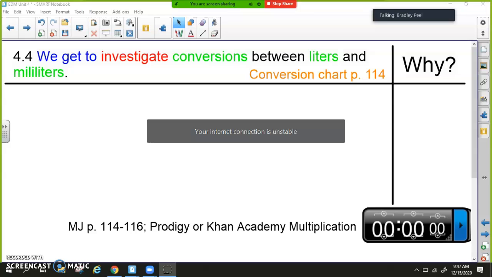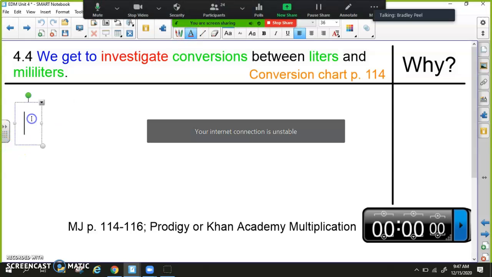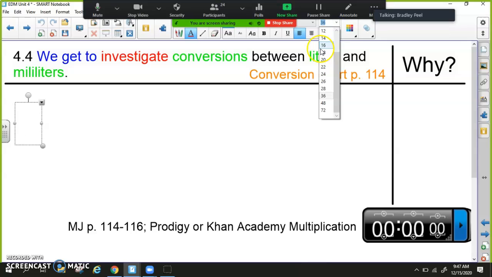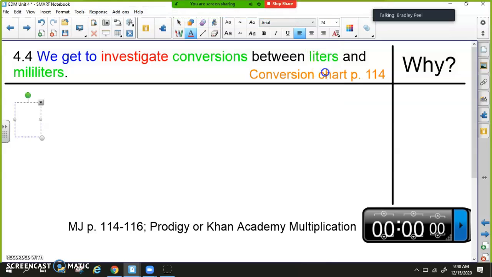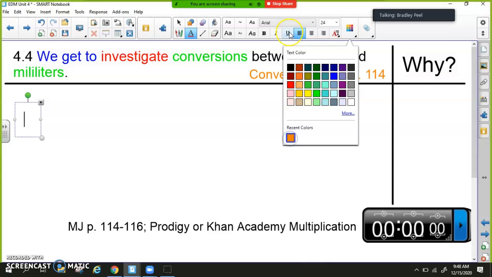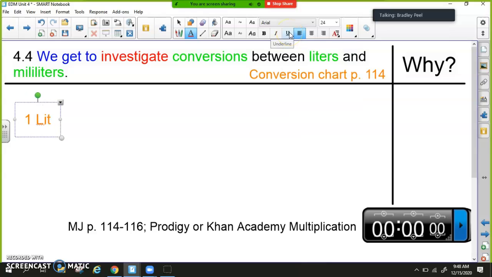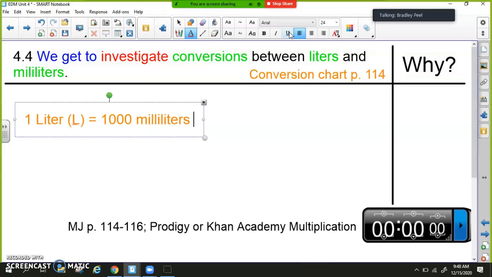So what we can say is, and I'll go ahead and write this down, when you look at that conversion chart, we can say that 1 liter, and the abbreviation for liter is a capital L, equals 1,000 milliliters, and the abbreviation for milliliters is a lowercase m and a capital L, which is really interesting. So 1 liter equals 1,000 milliliters, okay?